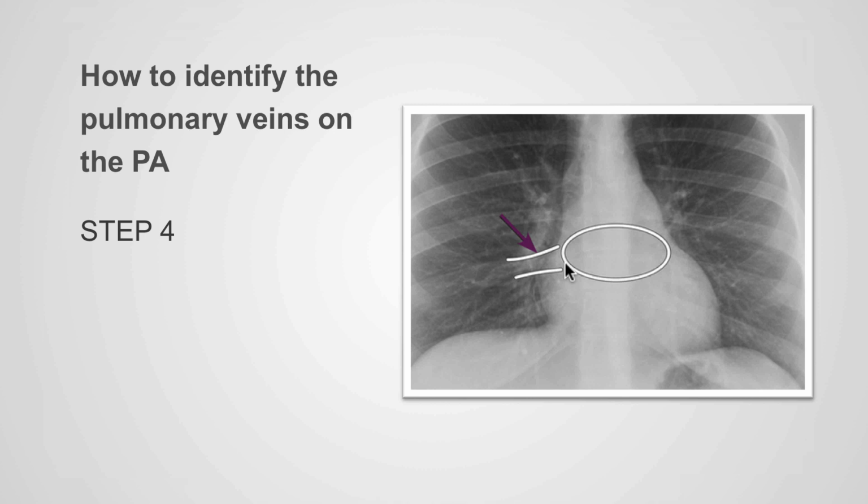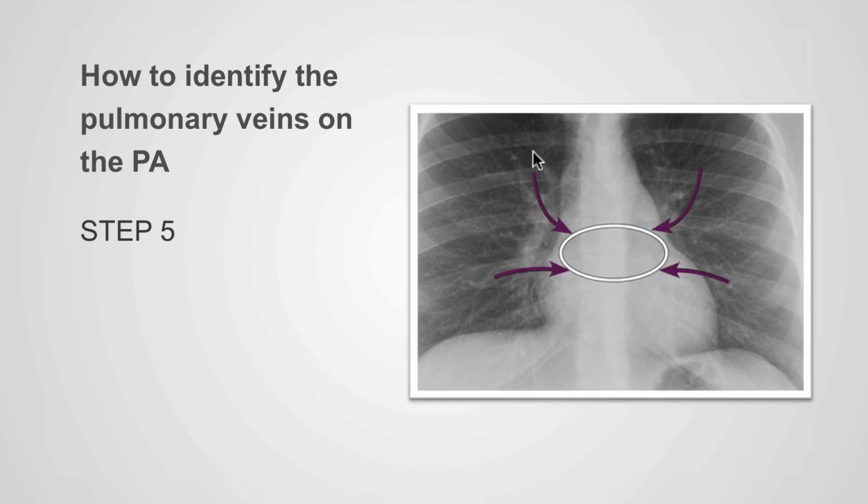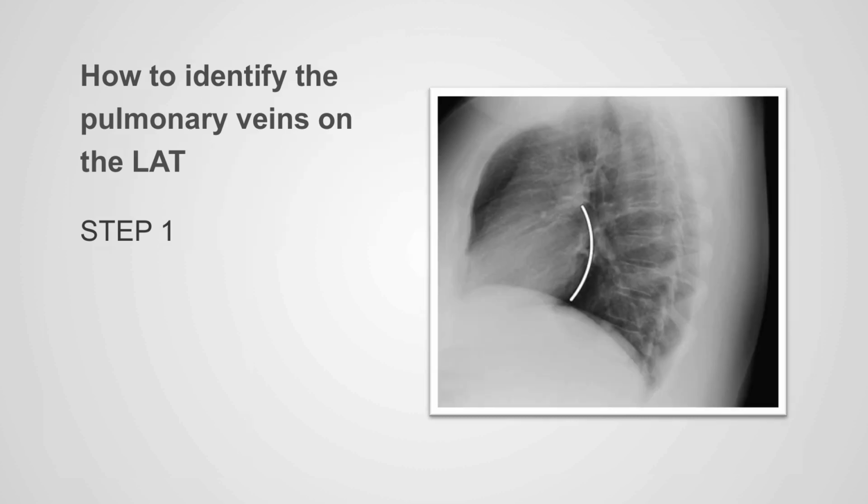inferior pulmonary veins. The superior pulmonary veins drain from superior medially and follow a course that's very similar to the arteries and therefore cannot be distinguished separately from the arteries themselves. How to identify the pulmonary veins on the lateral?